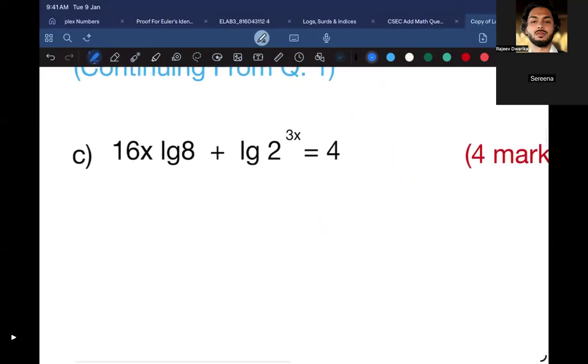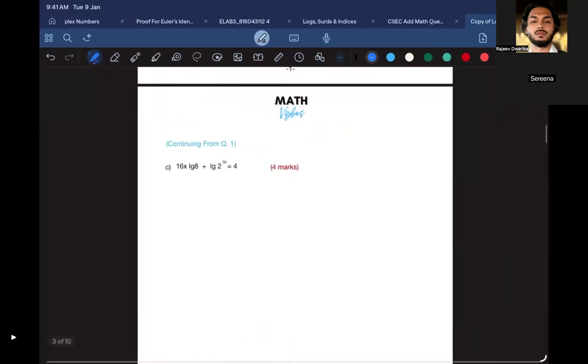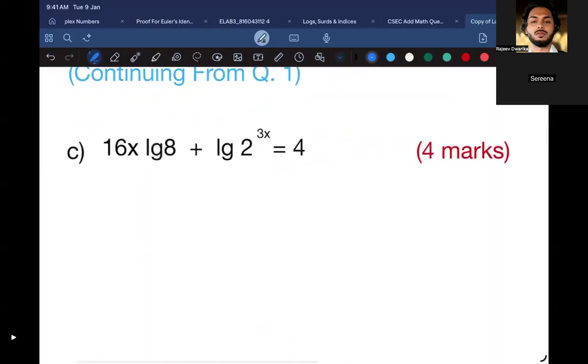Right? So this question is just a glorified algebra question. The other question similar to this, I think it was 2017, was it? No, 2019, right? So, Serena, let's handle this quickly.